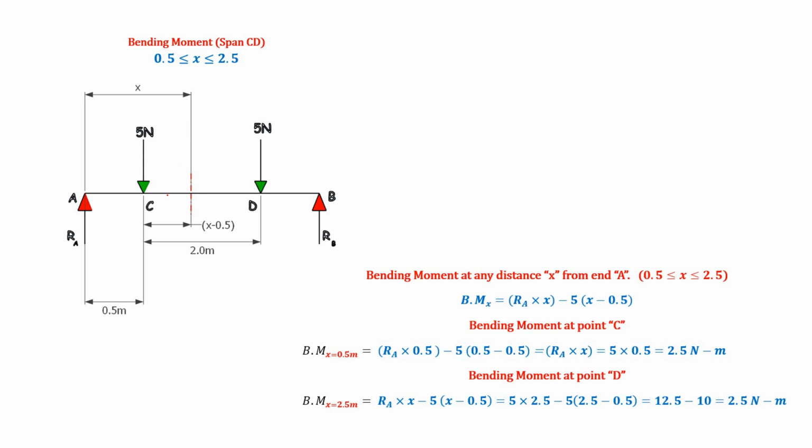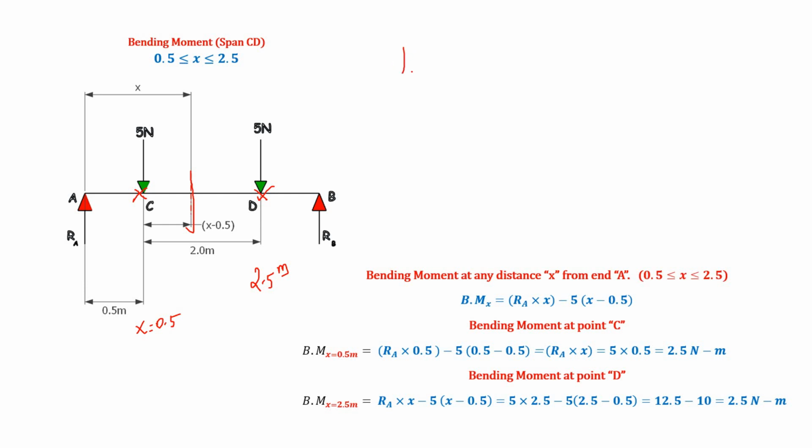Now we will write down the equation for the span CD, where you start from this point and end at this point. The x value is between 0.5 and 2.5 meters: at this location the x value is 2.5 meters, and at this location the x value is 0.5 meters. So we will frame an equation. You make a cut here. This is the cut, and this cut is at a distance x from the left hand end A.